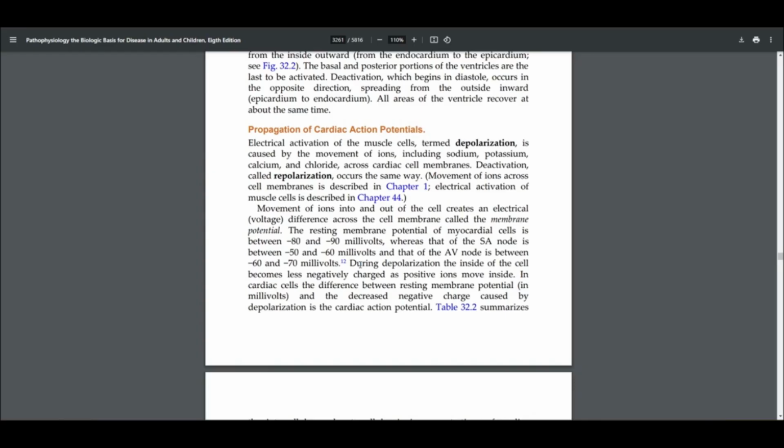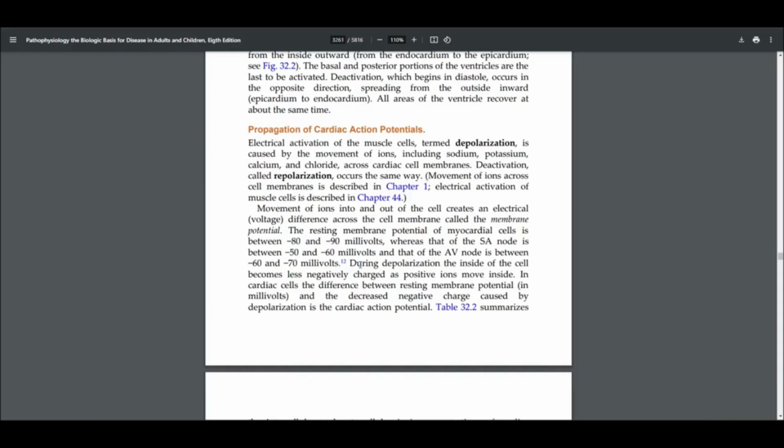The difference across the cell membrane, called the membrane potential, the resting membrane potential, in myocardial cells is between 80 to 90 millivolts, whereas that of the SA node is anywhere between 50 to 60 millivolts.